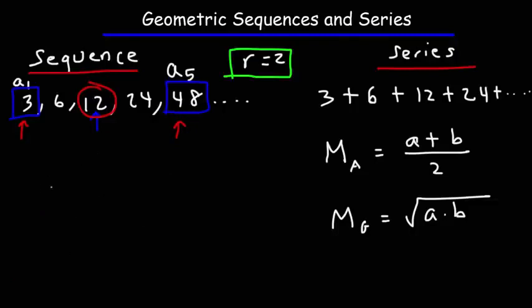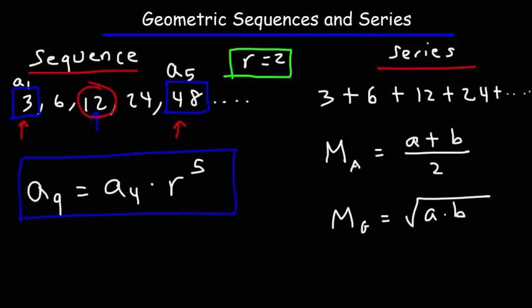And you could check that. So if you take the second term, which is 6, multiply it by 2 to the third, that's 6 times 8, which is 48, and that gives you the fifth term. So if I want to relate the ninth term to the fourth term, how many r values do I got to multiply the fourth term by to get to the ninth term? 9 minus 4 is 5. So I got to multiply the fourth term by r to the fifth power to get the ninth term. So make sure you know how to write those formulas.